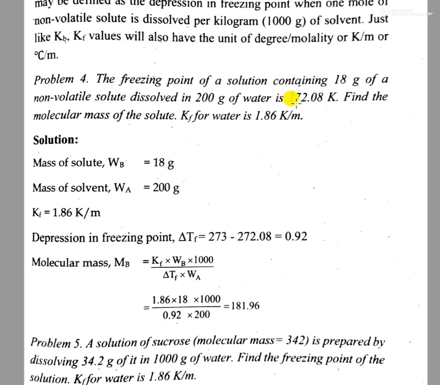We can get the value of delta Tf, that is the depression in freezing point. The actual freezing point of water is 0 degree Celsius, that is 273 Kelvin. So 273 minus the freezing point after adding the solute, that is 272.08 Kelvin, gives delta Tf as 0.92. Again, if you substitute all these values in the formula of molecular mass, MB is equal to Kf into WB into 1000 divided by delta Tf into WA, you get the value as 181.96.